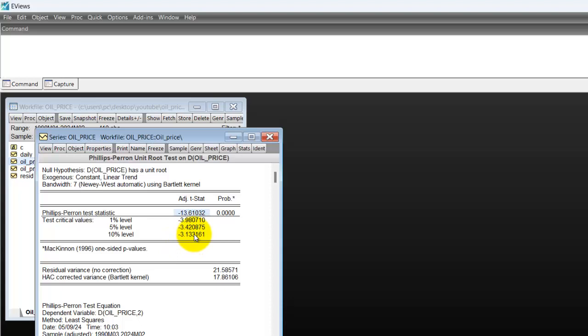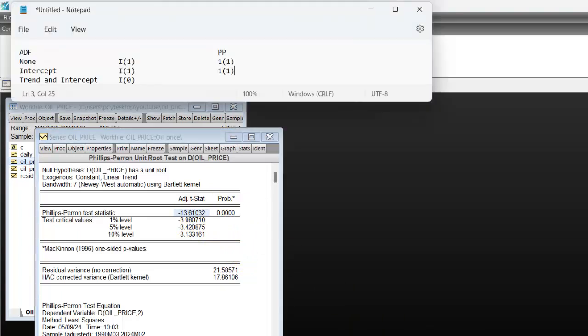So these results authenticate our previous findings, that is the ADF result, that oil price is stationary at first difference. So you come down and put first difference I(1). You can see the majority is I(1). So there's no way you can dispute this particular result.